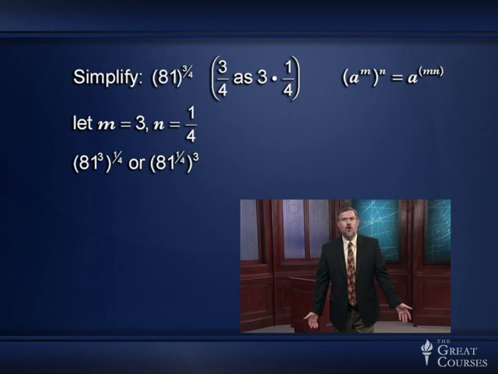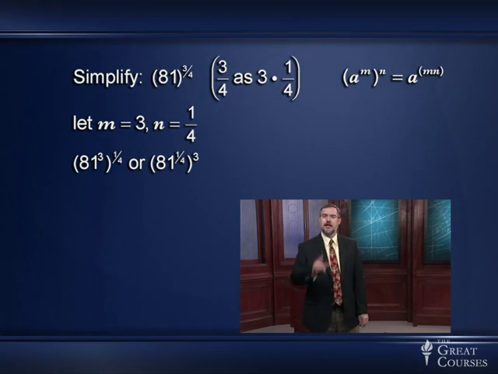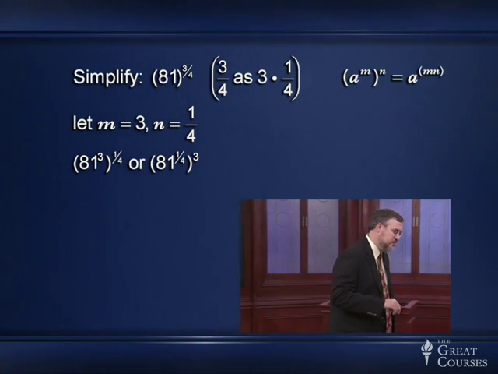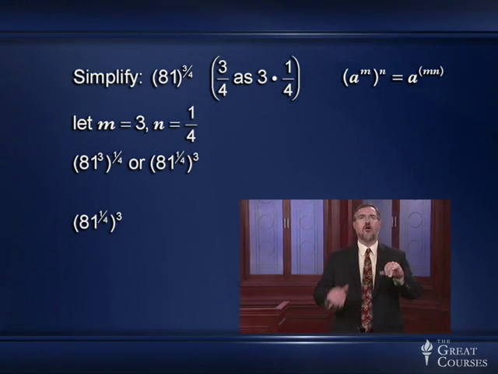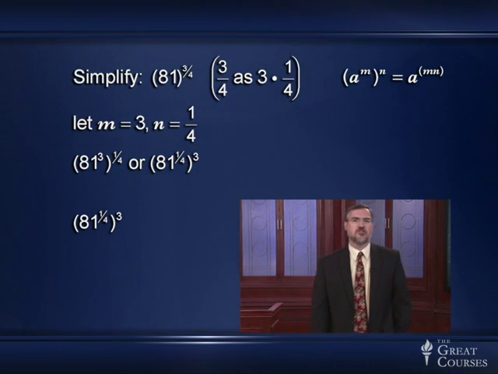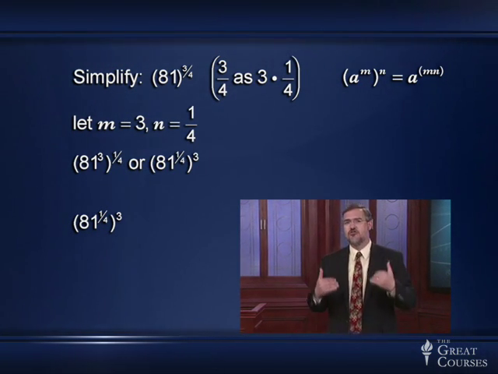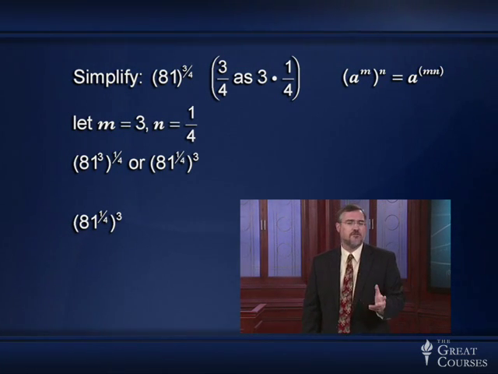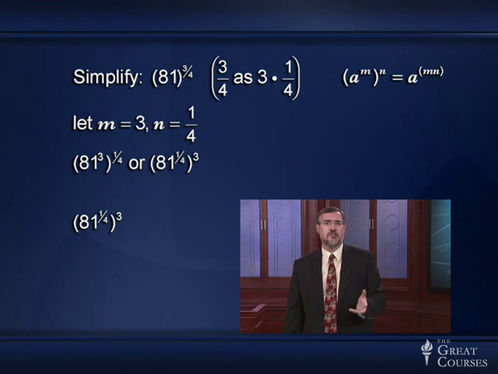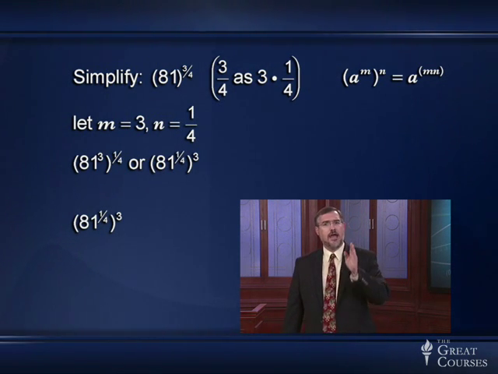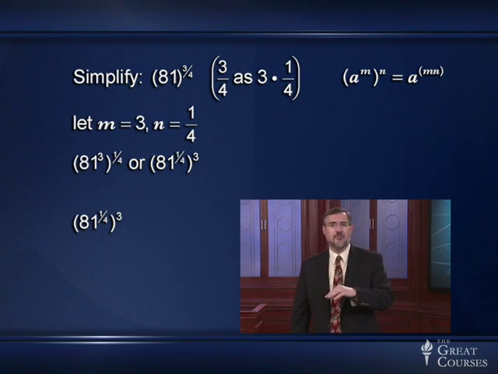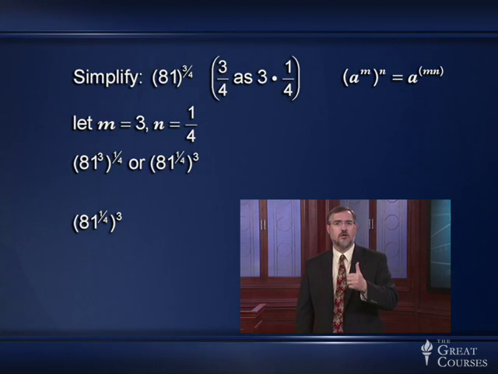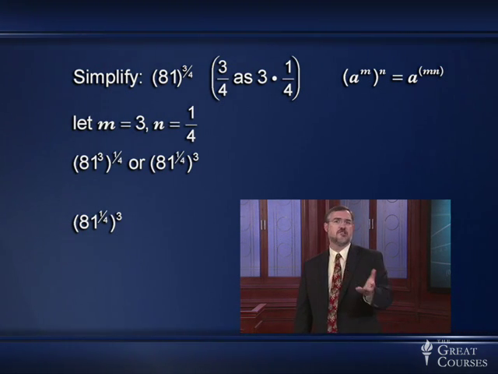Well, here's my question. Why not do things in the opposite order? Let me show you how. You rewrite the 81 to the 3/4 as 81 to the 1/4, all raised to the 3rd power. Okay? Now by doing that, the 81 to the 1/4 is actually going to get small. In fact, do you know what 81 to the 1/4 is? It's just 3, because 81 to the 1/4 is the same as asking, what number can I multiply by itself 4 times to get 81? 3 times 3 times 3 times 3 is 81.